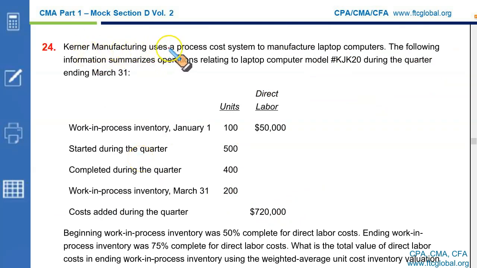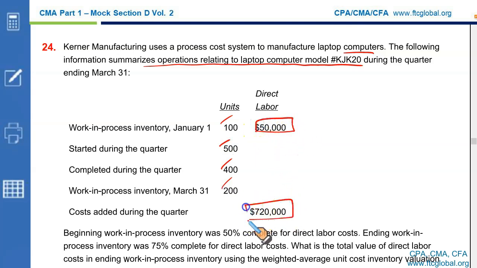It says Kerner Manufacturing uses process cost system to manufacture laptop computers. The following information summarizes operations relating to laptop computer model KG case 20 during the quarter. Beginning work in process, started, completed overall, and the ending work in process. This was the direct labor cost at the start, cost at the end. What are we required to do? Beginning work in process was 50% complete for direct labor. Ending work in process was 75% complete for direct labor cost. What is the total value of direct labor cost in the ending work in process inventory using the weighted average unit cost inventory valuation method?